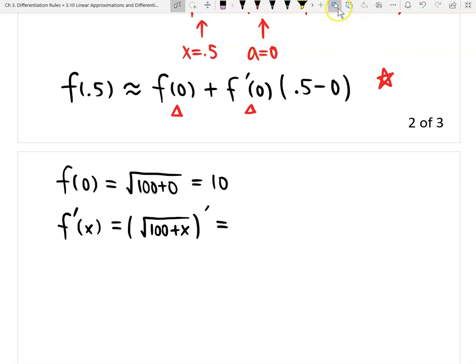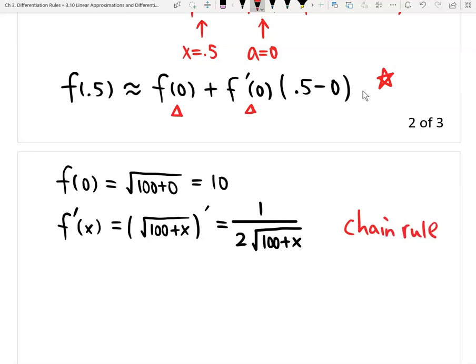The outer, you remember that we did a lot of times before, is 1 over 2 times the square root of u, where u is 100 plus x. Is this true? Let me just put here to remind you, this is the chain rule we used. Now we can find out what the derivative at 0 is, right?